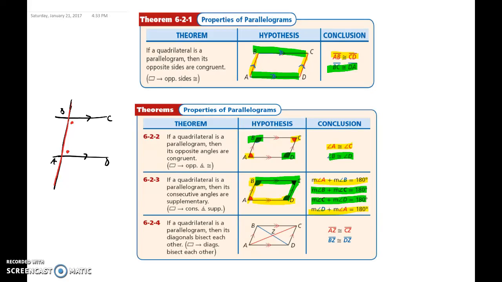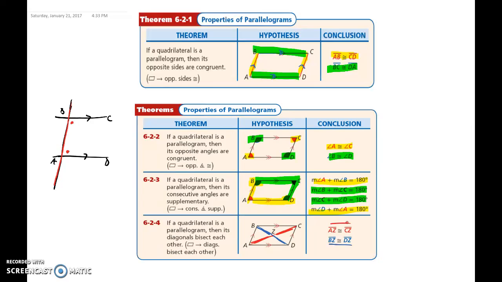So that means these diagonals are guaranteed to bisect each other. So that means this segment, BZ, is going to be congruent to ZD. So we know our diagonals bisect each other, and that means this segment here, AZ, is going to be congruent to CZ. All right, so these are the traits and properties of a parallelogram that you have to know.